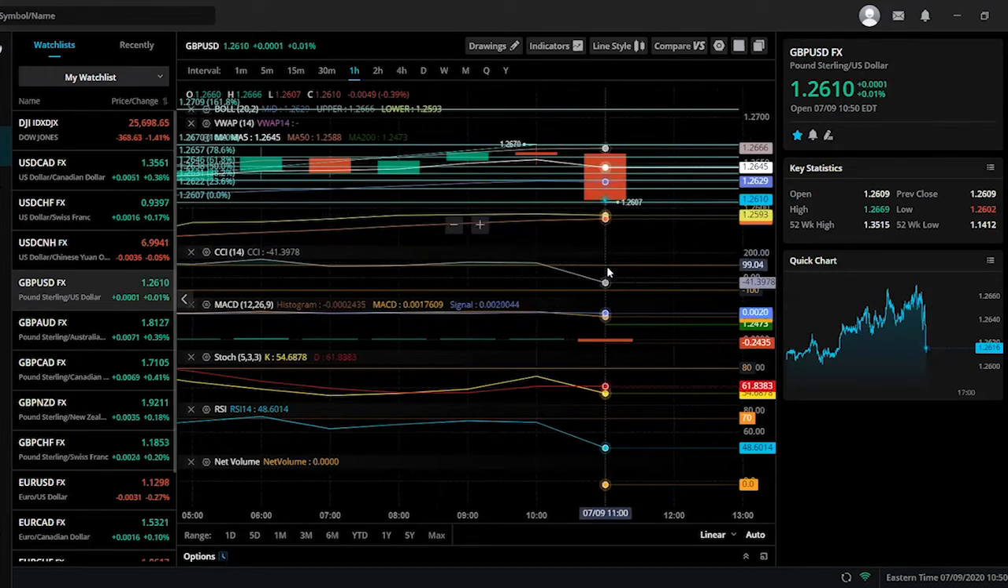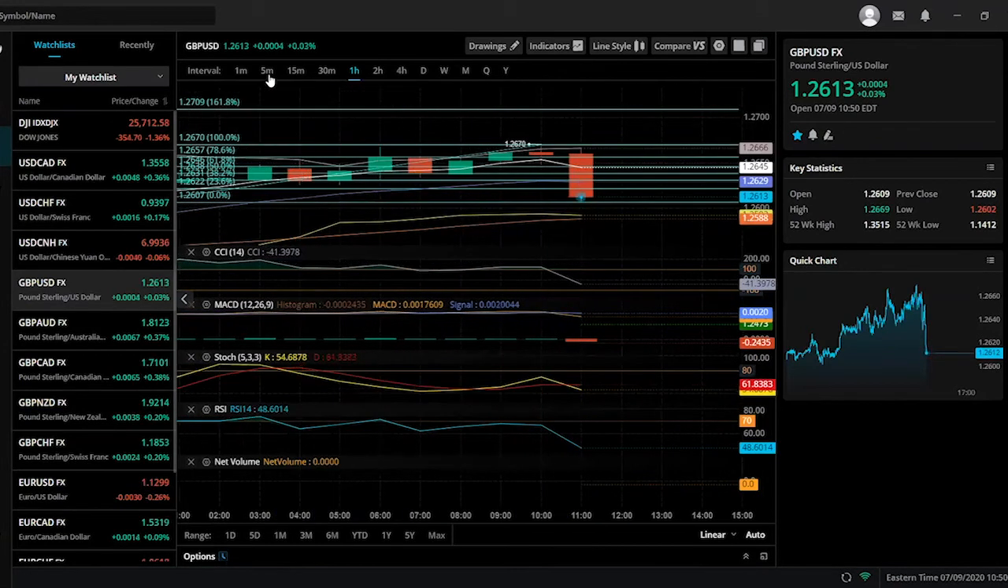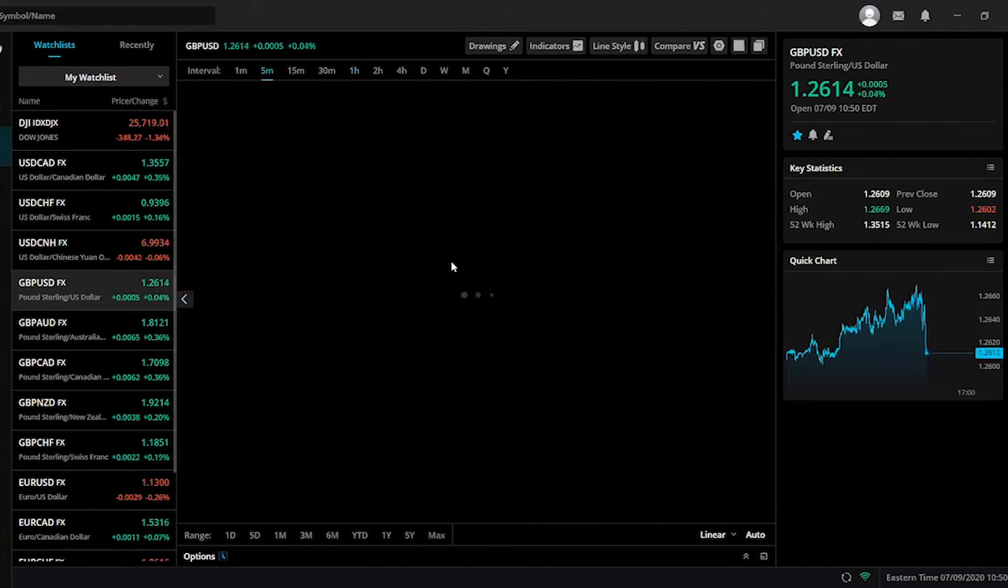But now we need to get into putting our own supports. We need to find some other candles to map out, okay? So this is on 1 hour candles. So if we're trading now, let's say we go into 5 minutes, okay?